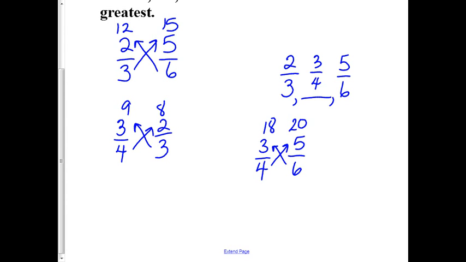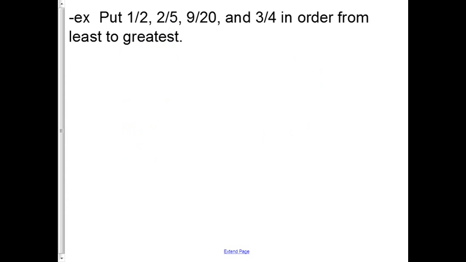All right. If we look at another example, if I want to put 1/2, 2/5, 9/20, and 3/4 in order from least to greatest, try this one on your own. When you're done, hit play. Pause while you're working. When you're done, hit play, and then see if you've done it correctly.